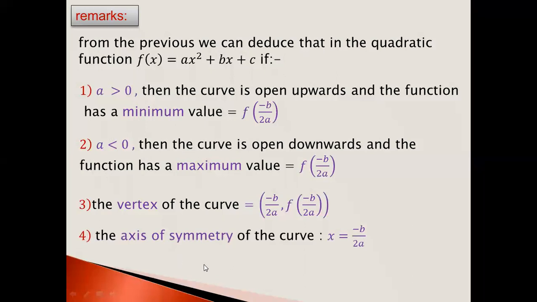And also we can take the equation of the line or axis of symmetry from the vertex point. It represents the first projection in the vertex point, negative b over 2a. x equals negative b over 2a.